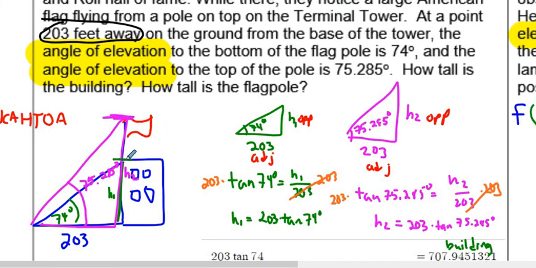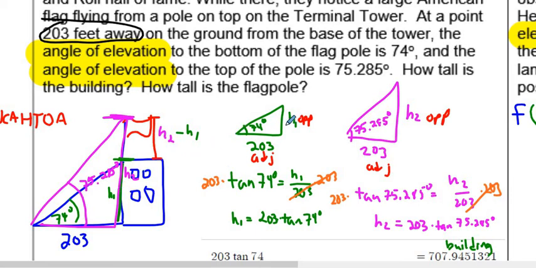So if I take the tall triangle, which is the height of the flag and the building, and then I take the height of the building, if I subtract the lower height from the higher height, I will get the flagpole, right? That's how I'll get this height right here, the flagpole's height. So I drew them over here.